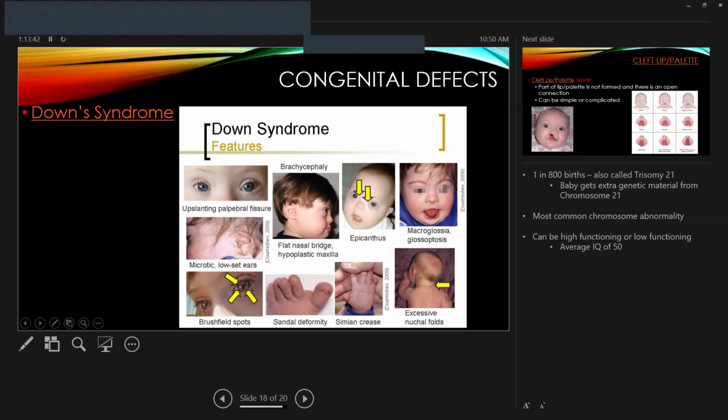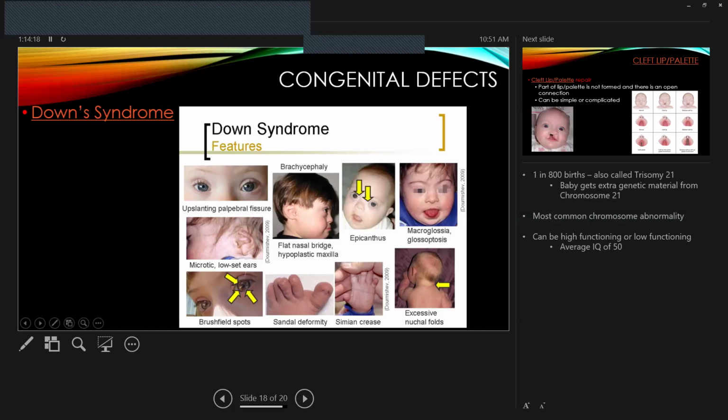So upslanting palpebral fissures, okay, so that is your eyes, they're kind of slanted up. Microtic low set ears, okay, so ears are a little bit small, they're low set on the side of the head, and they can be rotated forward, so the lower lobes are a little more forward than you would think. Brushfield spots. This is actually in the colored part of the eyes, and it looks like someone took a paintbrush and made brush spots from the center out.